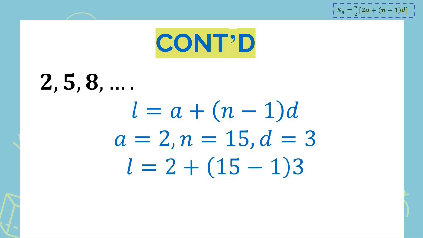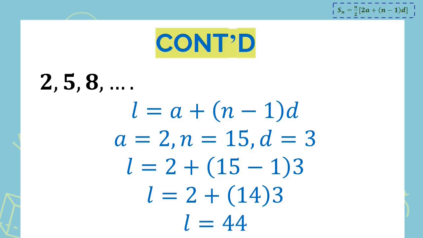When we substitute our values into the formula, L becomes 2 plus 15 minus 1 all multiplied by 3. And when we further simplify, L becomes 2 plus 14 all multiplied by 3. And that will produce our last term to be 44. So in this case, the last term for this linear sequence is 44.